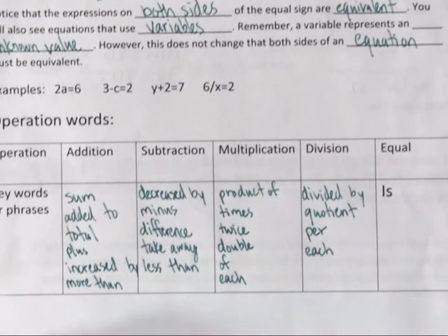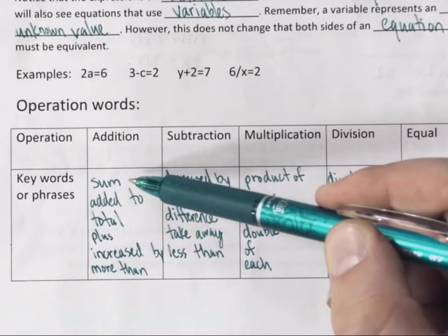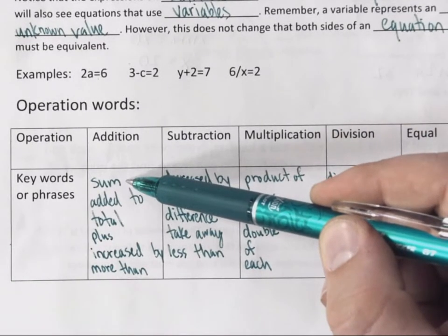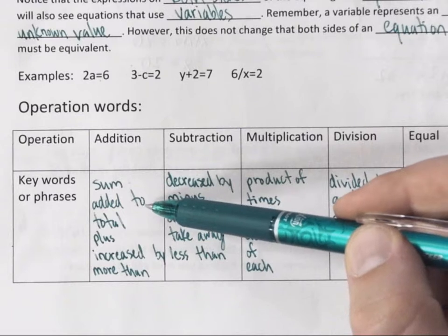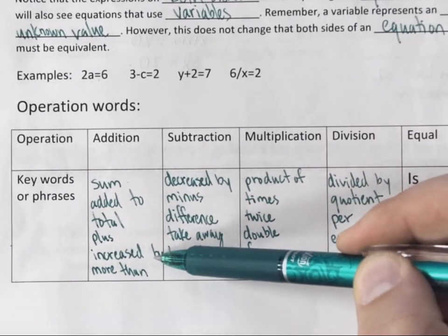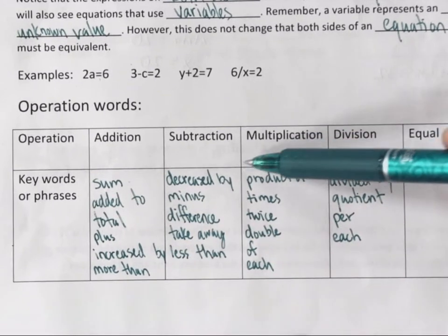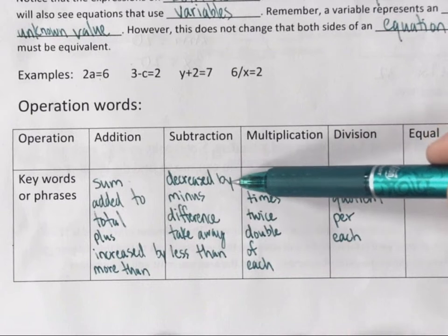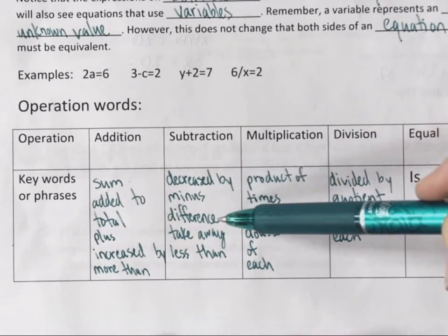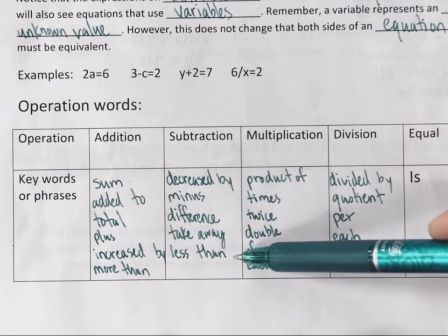Let's review some of these important operation words that we will see when we're using equations. Addition words: you're going to see the word sum or the sum of, added to, total, plus, increased by, or more than. When we're talking about subtraction, you're going to see the words or phrases decreased by, minus, the difference of, take away, less than.